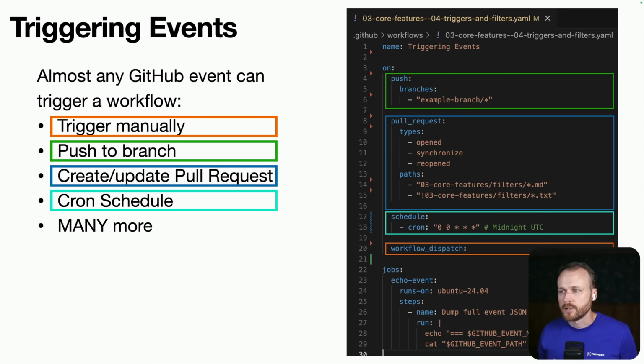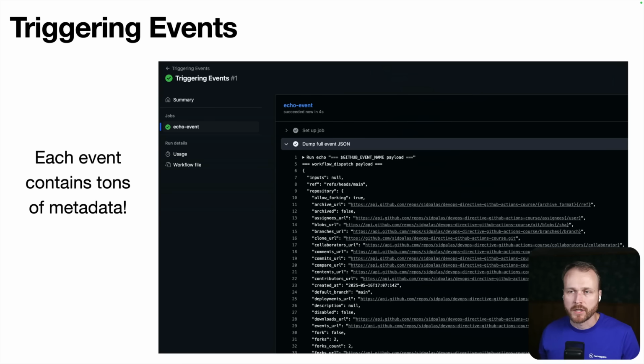So that's how you can start to use these paths to understand how you can trigger and control when workflows are triggered for specific updates. As I showed, each of these events contains tons of metadata associated with it, and you can tap into that data within your workflow itself.